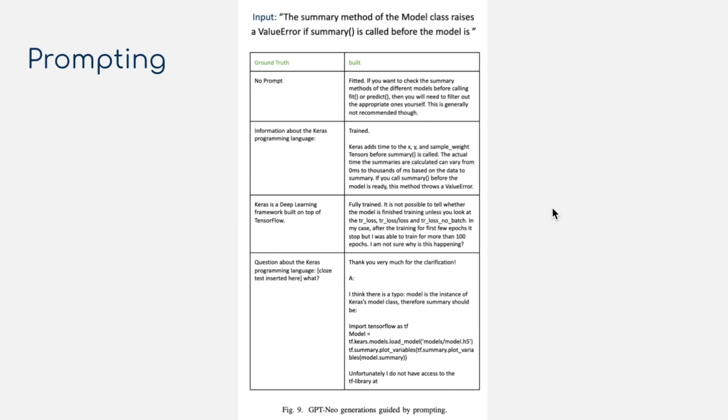One of the most interesting trends in exploring these pre-trained GPT models is to add some kind of prompt to the input. So we're inspecting one of the answers that our GPT-NEO model got incorrect. The summary method of the model class raises a value error if the summary function is called before the model is, and the ground truth answer is built. So without any prompt, it says fitted. If you want to check the summary methods of the different models before calling fit or predict, then you will need to filter out the appropriate ones yourself. This is generally not recommended though. So the interesting thing about this is this phenomenon of hallucination in language models.